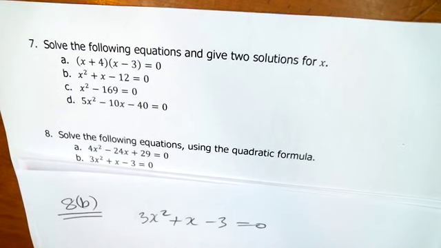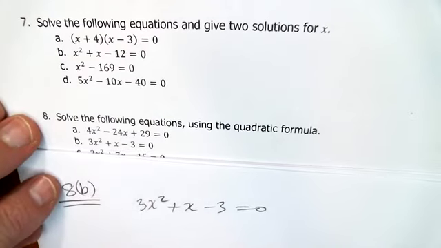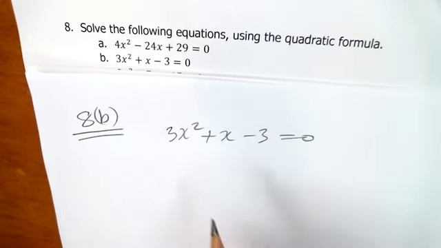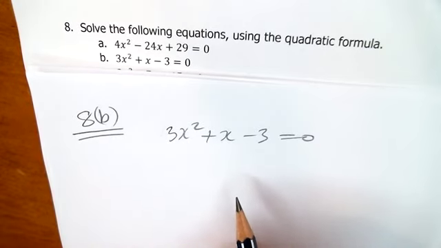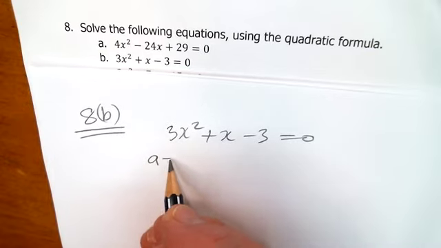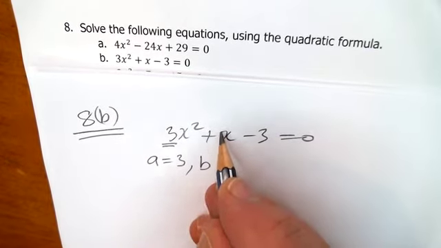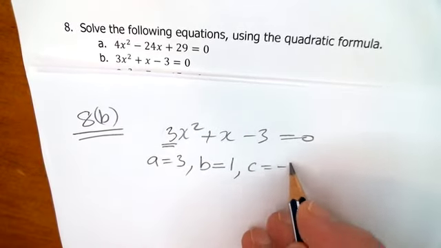All right, we're solving quadratic equations using the quadratic formula. So let's have a look at this next one. It's 8b, and we've got 3x squared plus x minus 3. So nice and straightforward. We've got an a value of 3, the coefficient of x squared is 3. A b value, well, that's going to be a 1 because it's going to be a 1x. And the c value is negative 3.